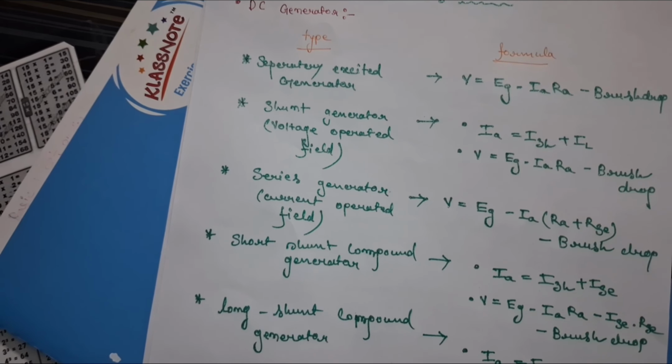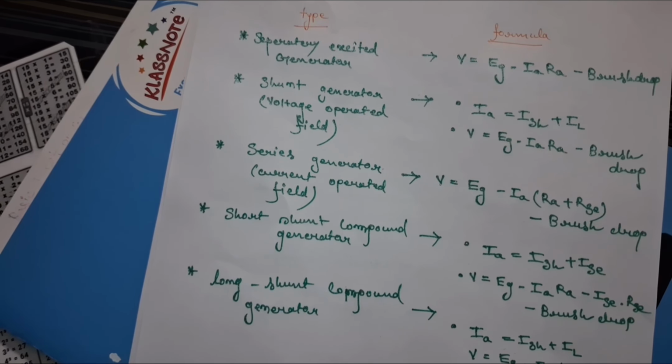Next, short shunt compound generator. In short shunt compound generator, Ia is equal to Ish plus Iac. Ish is shunt field current, Iac is series field current, and generated voltage V is equal to Eg minus Ia Ra minus Iac into Rac minus brush drop. Rac is series field resistance, Iac is series field current, Ia is armature current, Ra is armature resistance, Eg is back EMF.